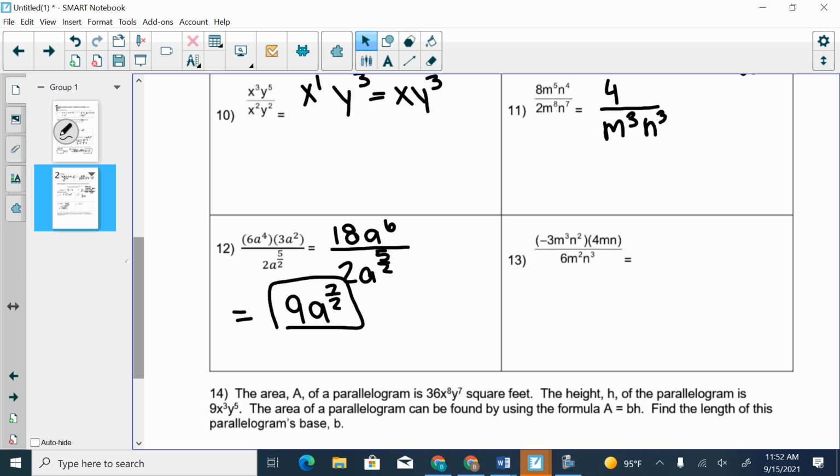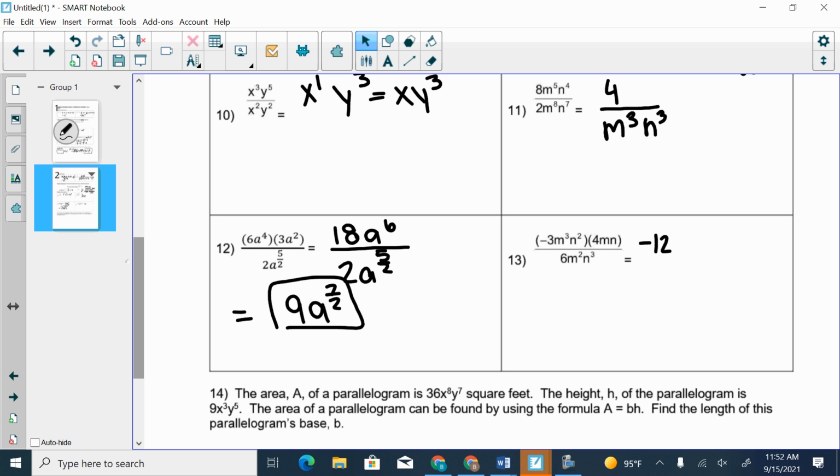Number 13, again, we got multiplication and division, so we're going to work through the top first. So I'm ignoring the bottom right now. What do I get when I multiply -3 and 4? Good. All right, and what do I do with exponents when I multiply?